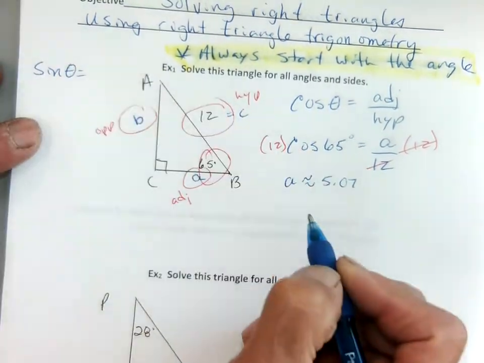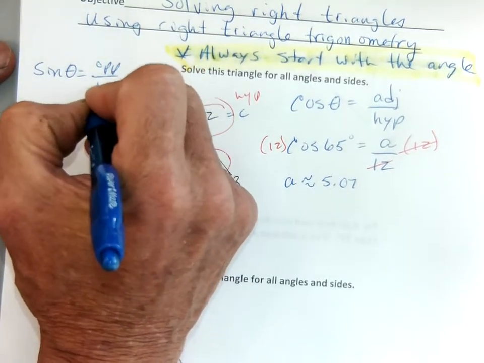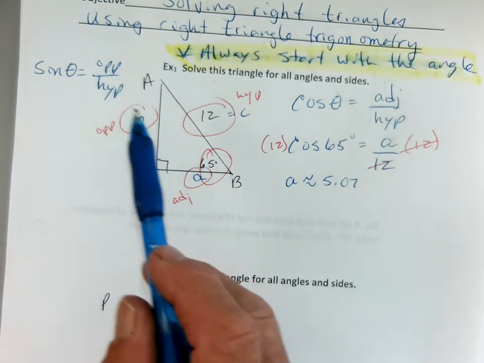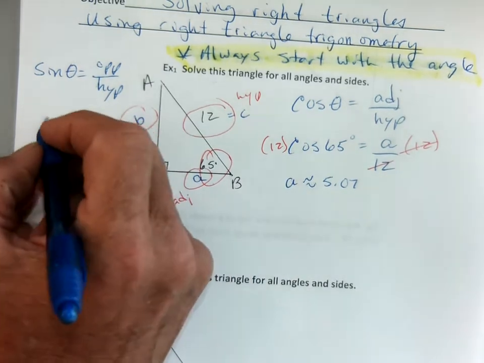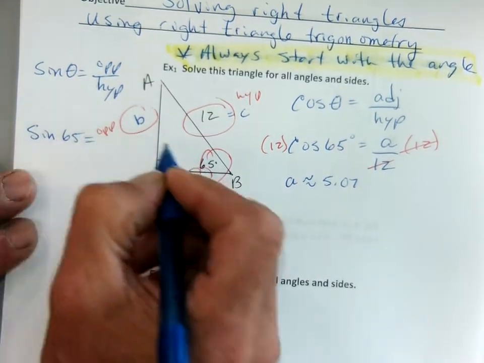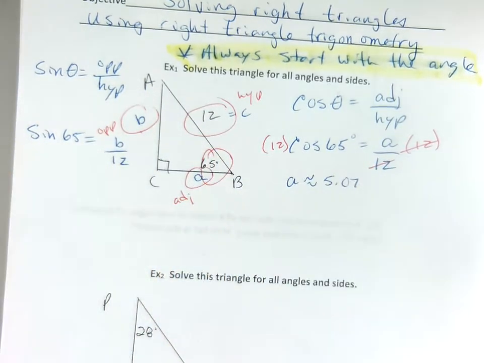Sine of theta is equal to my opposite over my hypotenuse, right? But I don't really want theta. Let's put the numbers in where they belong. Theta means my angle, so sine of 65 is equal to my little b over 12. Not theta, but 65, because that's my angle. The opposite side is b, and the hypotenuse is 12.